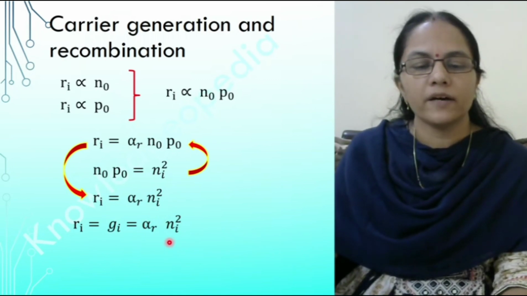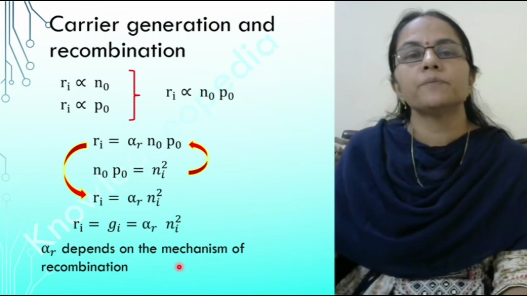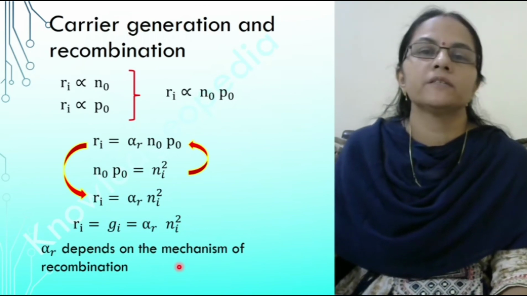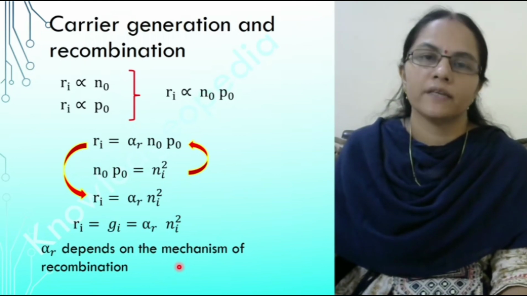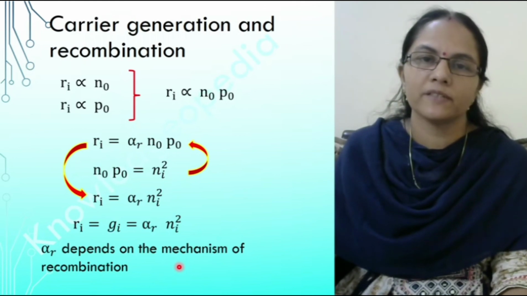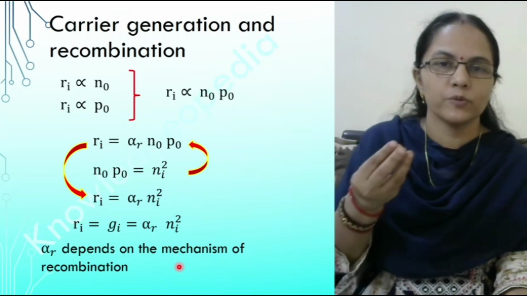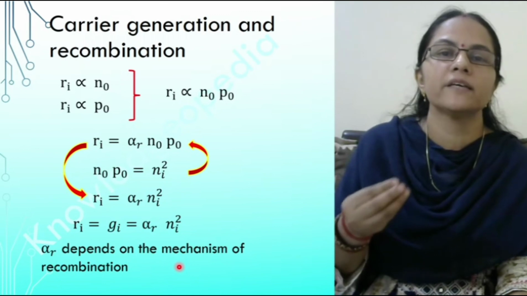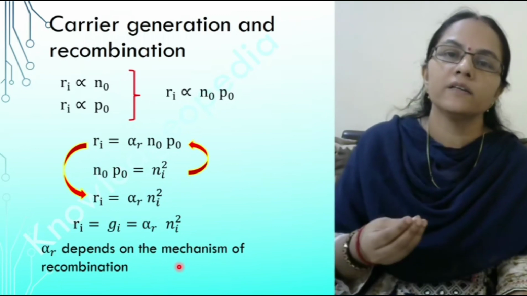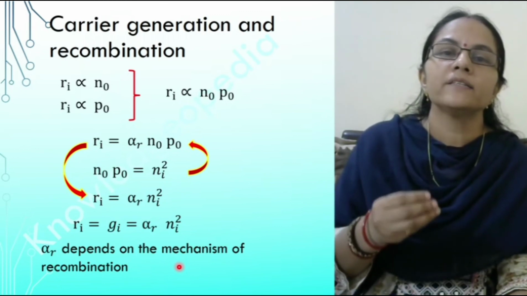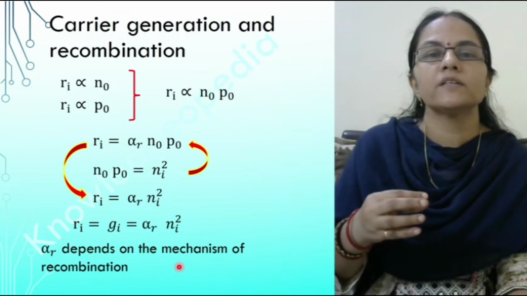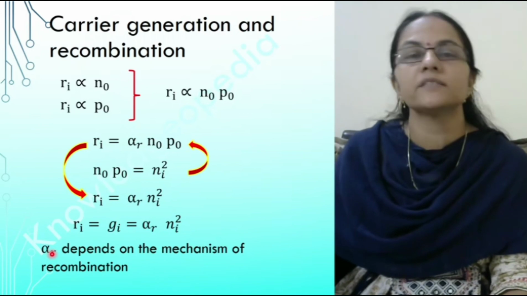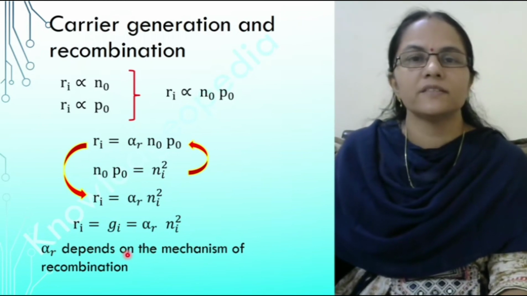Further, this alpha R depends on the mechanism of recombination: how the recombination is occurring and what energy is associated with that. For generation, to give the extra energy to the electron, what is the form of energy, either thermal energy or light energy? Depending on the form of energy associated with the generation or recombination process, the value of alpha R changes.